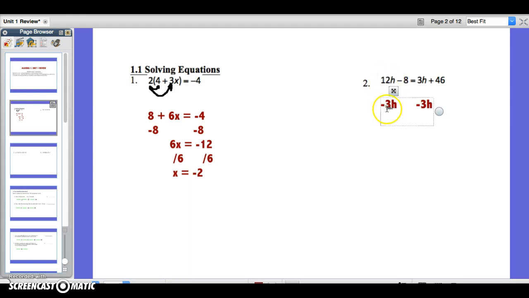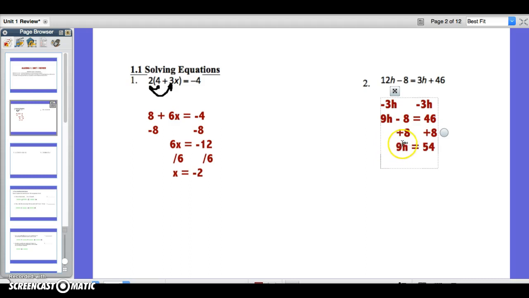So 12h minus 3h is going to leave me with 9h. I still have my -8 on this side and then equals, the 3h minus 3h is going to cancel. That's 0, so that goes away, and I'm left with 46 on this side. Now I still am trying to isolate this h, so I'm going to move this 8, and it's a -8, so I'm going to move it to the other side using the inverse operation of addition. So I'm going to add 8 to both sides. Now, once I do that, I'm going to get this result of 9h is equal to 54.